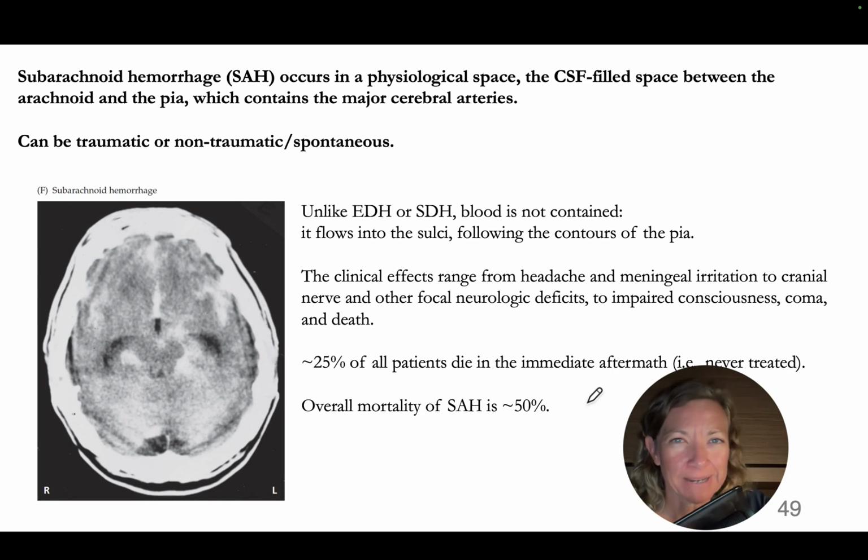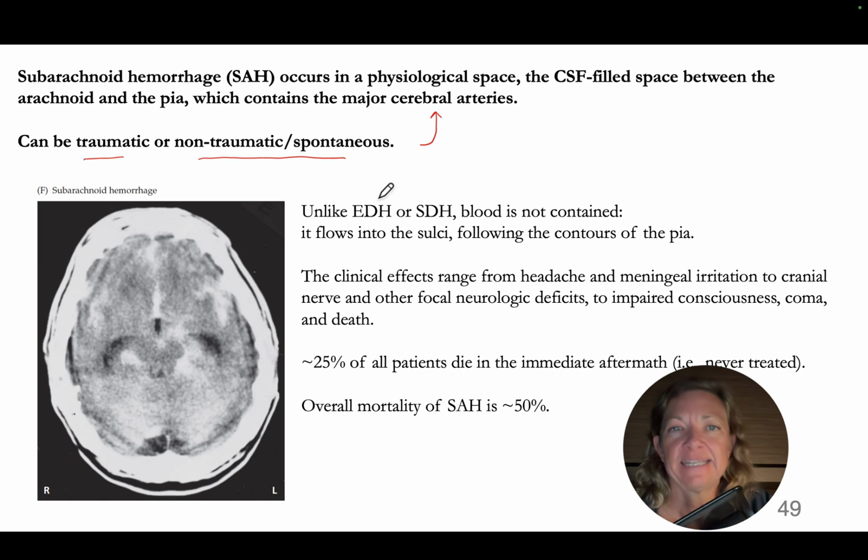Now, the subarachnoid hemorrhage is different. It's often abbreviated as SAH. This occurs in a physiological space, the CSF-filled space between the arachnoid and the pia, and that space contains the major cerebral arteries. So you can have a subarachnoid hemorrhage from traumatic damage, but it can also be non-traumatic or spontaneous via rupture of one of the major cerebral arteries.